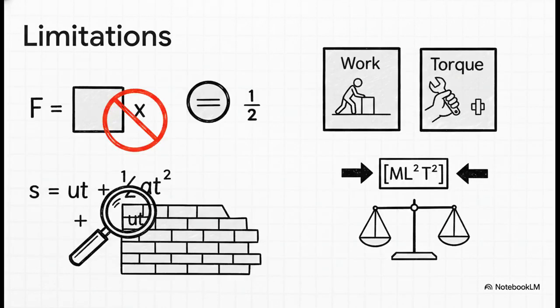But, and this is a big but, you have to know its limitations. Dimensional analysis is powerful, but it's not a magic wand. For instance, it has no idea about dimensionless constants. It can't tell you if there should be a 1/2 or a pi in your formula. It also can't derive equations that have plus or minus signs.